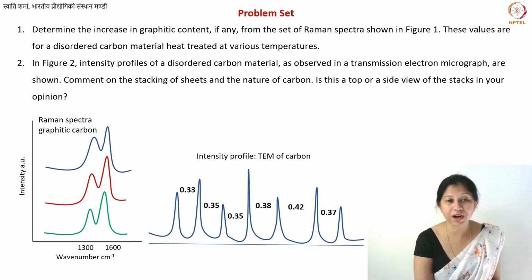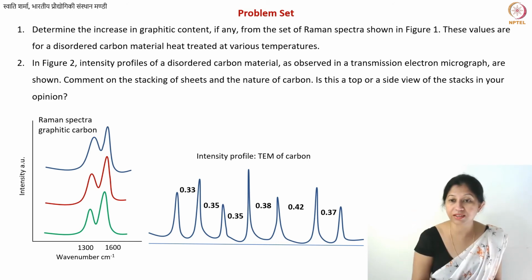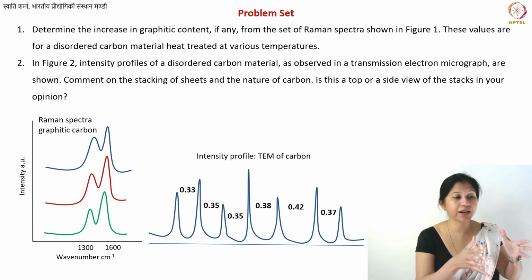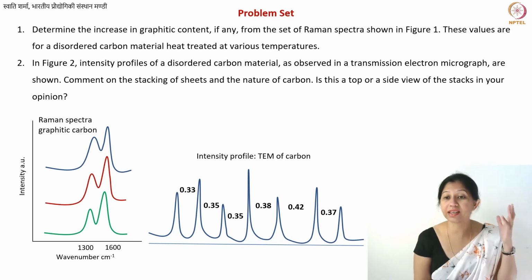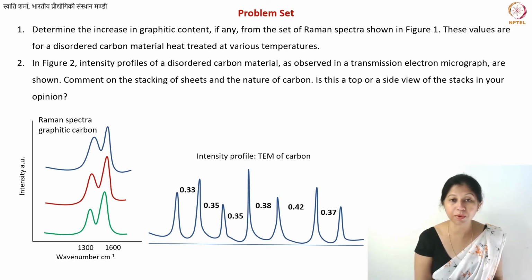So for example, the first one is on Raman spectroscopy. Raman spectroscopy is used at different temperature points, as you increase the graphitic content, for example, in a graphitic carbon. Graphitic carbon can be graphitizing or non-graphitizing type. When we say graphitic, now you know the definition of graphitic anyway. So here, using the Raman spectra of the same carbon material at 3 different time points or temperature points, how do we determine if at all there is any increase in the graphitic content? So that is your Raman spectroscopy problem. And the TEM problem is very simple. You have an intensity profile, and now you need to find out what kind of stacking you have in your carbon material.